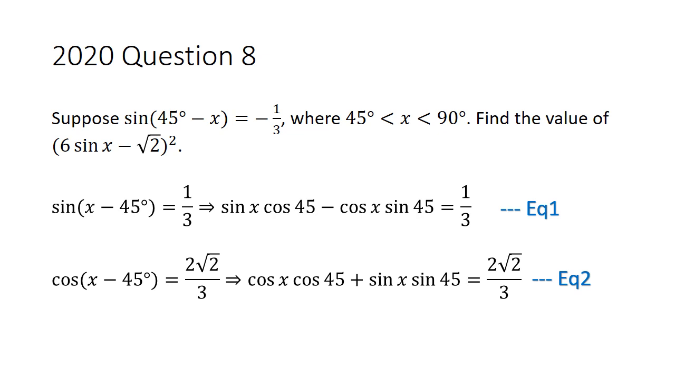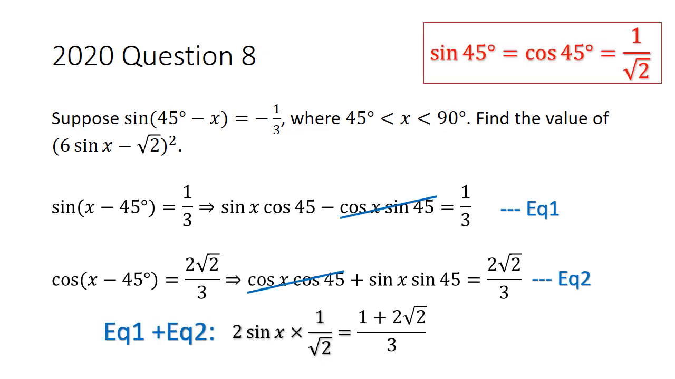What we're going to do next is add these two equations together. The cosine x cosine 45 degrees will cancel with the cosine x sine 45 degrees, because sine 45 equals cosine 45, which equals 1 over root 2. This is a special angle. Meanwhile, what will be left is sine x cosine 45 plus sine x sine 45, and both of these are also equal to 1 over root 2. That's why we will get 2 sine x times 1 over root 2 on the left-hand side. And on the right-hand side, we're going to get 1/3 plus 2 root 2 over 3.